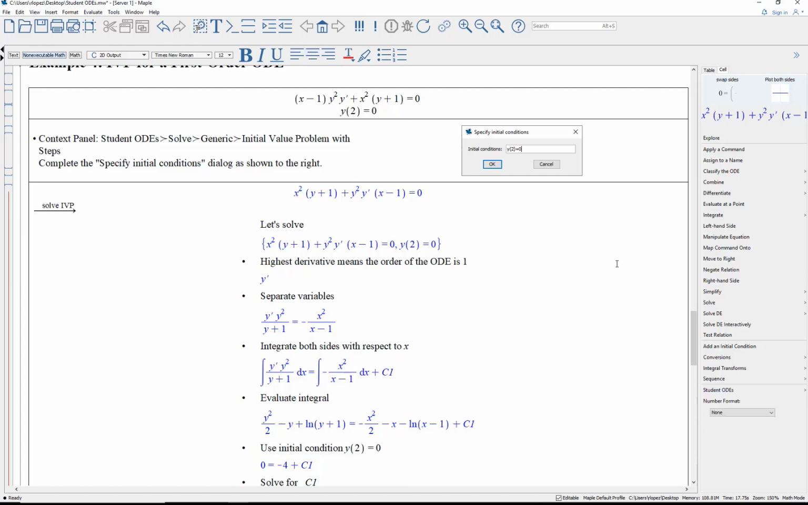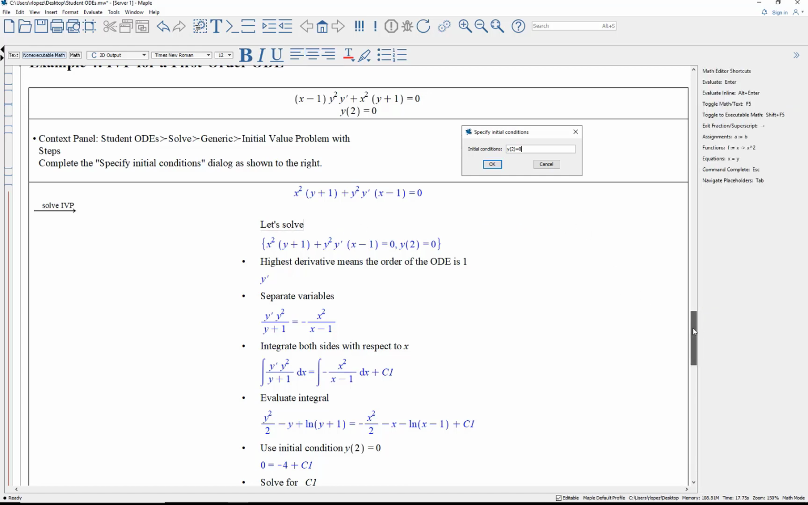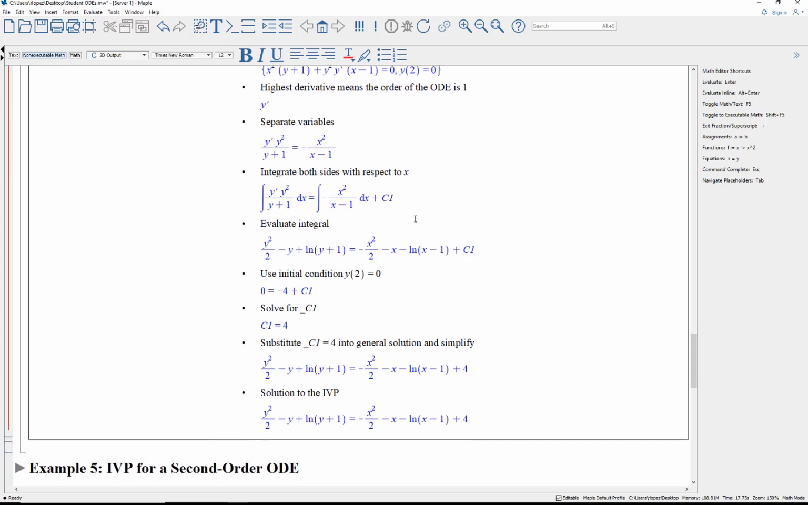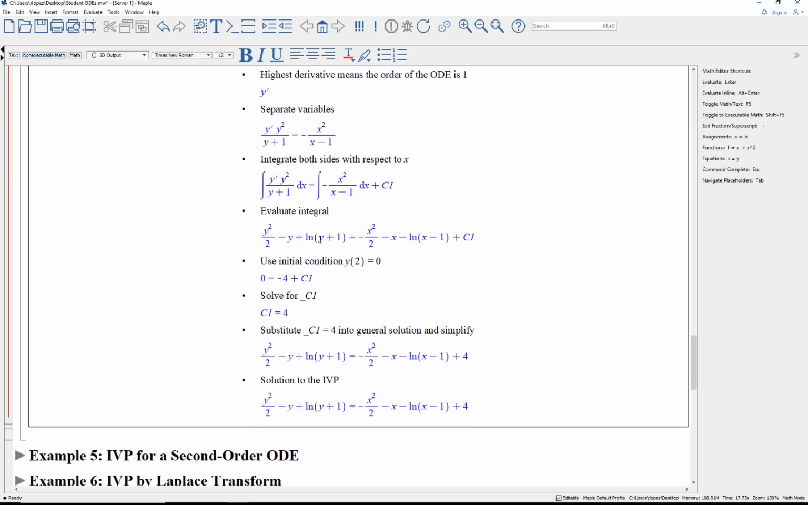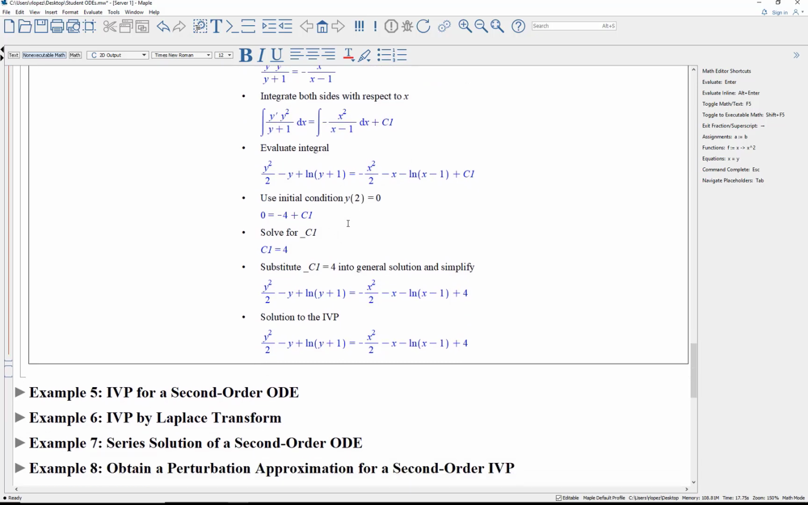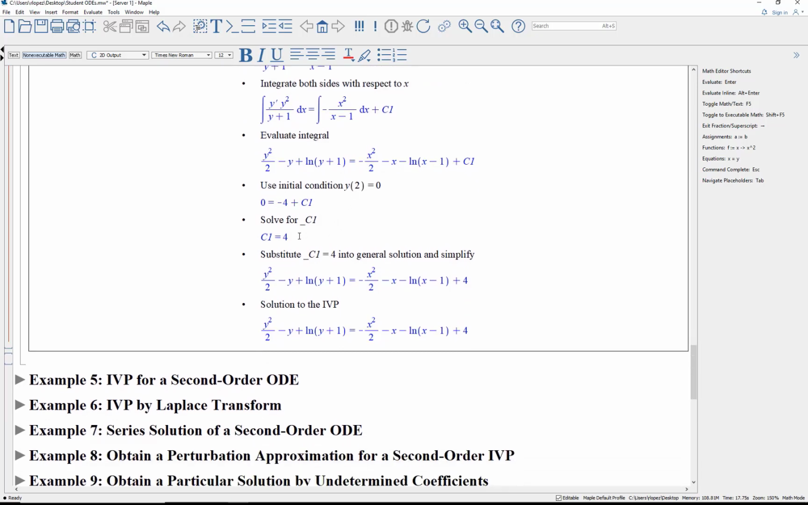You get a list of the steps. Okay, so the differential equation is analyzed, turns out to be variable separable, both sides integrated, evaluate the integral, apply the initial condition, determine the arbitrary constant, put the arbitrary constant back in, and there's the solution. It only took the use of the context panel.